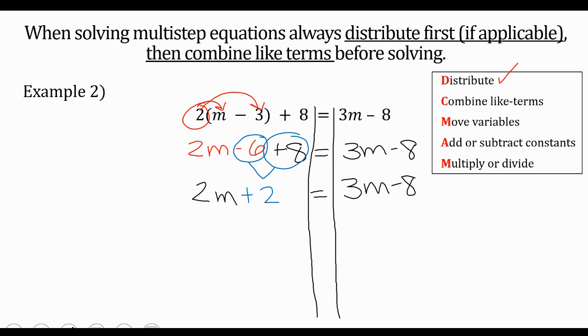and keep solving. So we did that next step. Now let's move our variable, preferably the one with the smaller coefficient. We have 2m and 3m. 2m is smaller, so that's the one I'm going to move. It's positive because there's no sign in front, so we're going to subtract 2m on both sides.